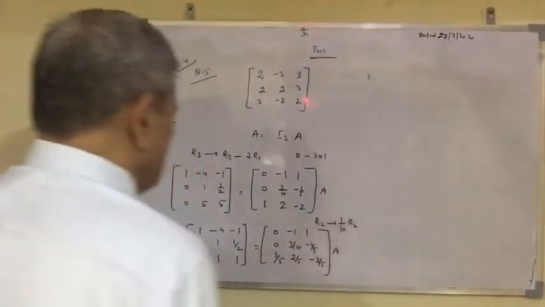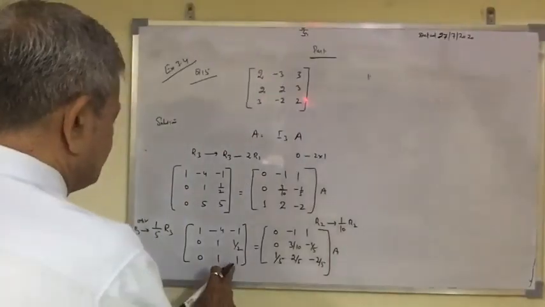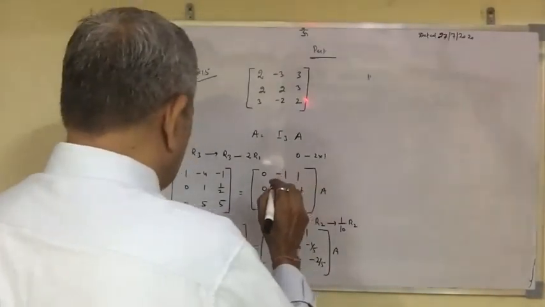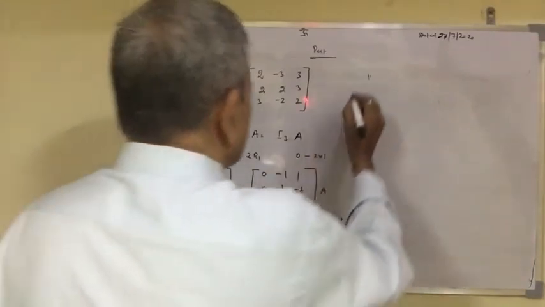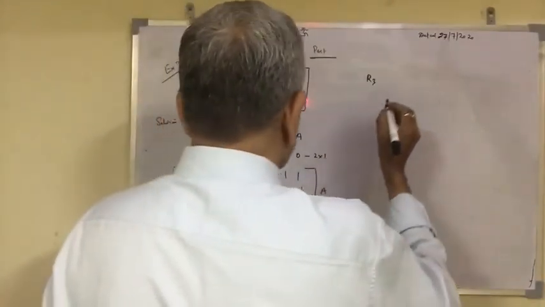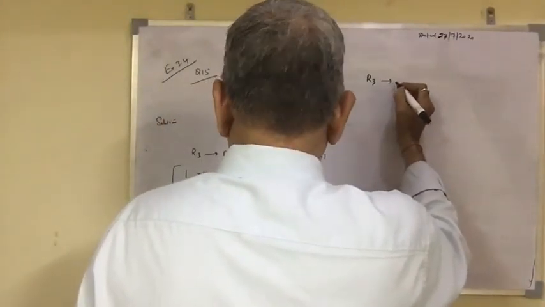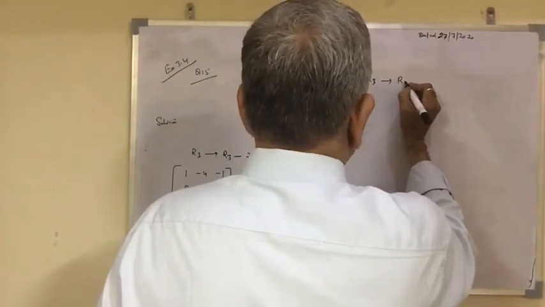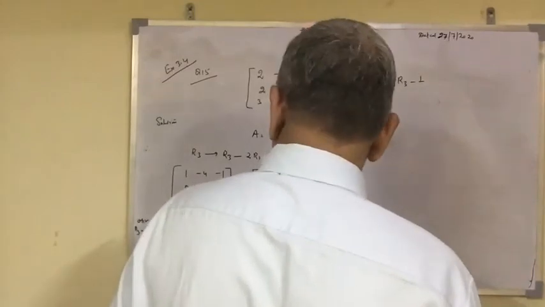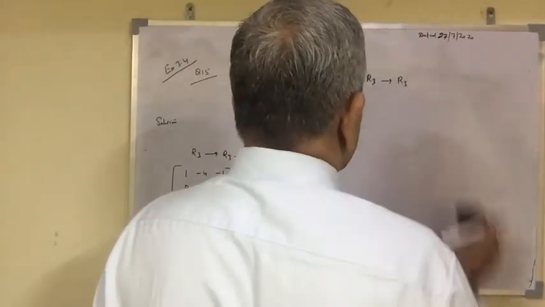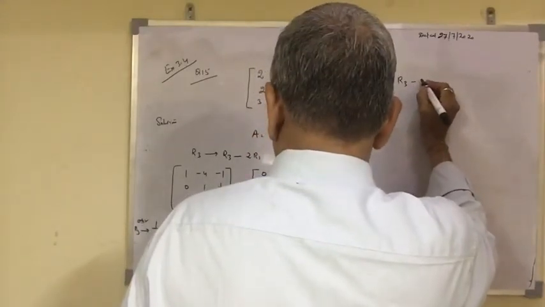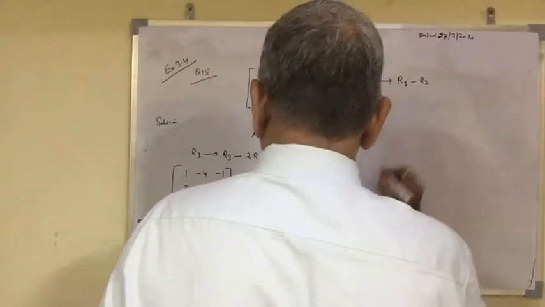Continue with that part. Now I'll see R3. I'll make this R2. Operate R3. R3 operations, your R3 minus R2, sorry, R3 minus R2. So what can we get? R3 minus R2. Now we can see here.